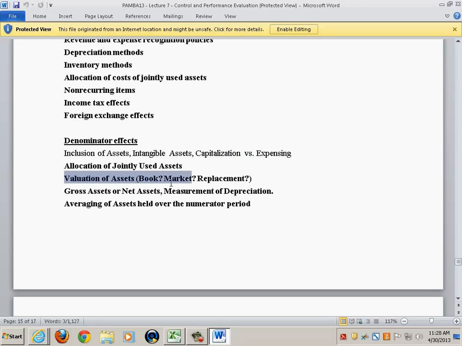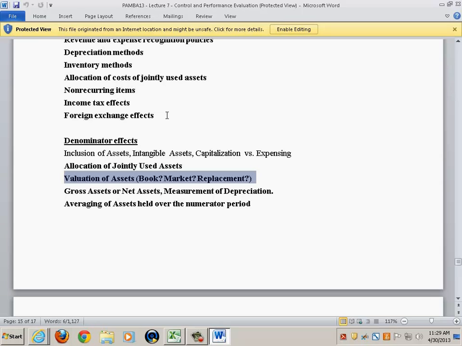Now very importantly, let's assume we agree on what assets we include in the denominator. The next very important question is, how do we value those assets? We have to assign them a dollar value. There are many alternatives. You can assign to them book value, and it can be gross book value, gross of depreciation, or net book value, which is the acquisition cost of the assets minus the accumulated accounting depreciation.